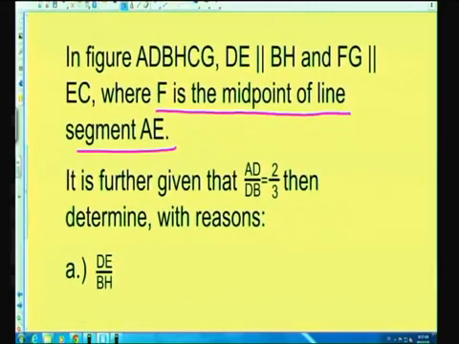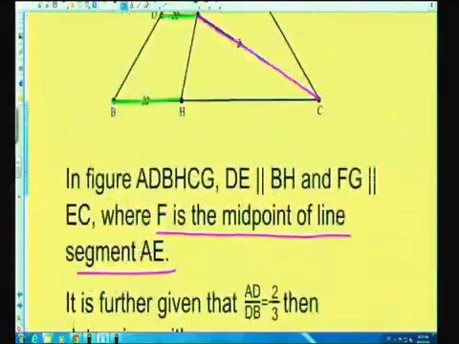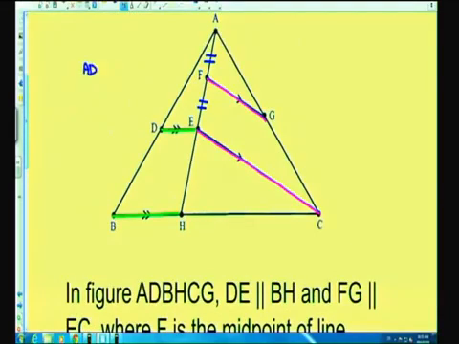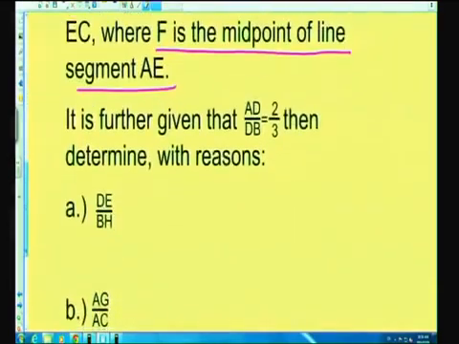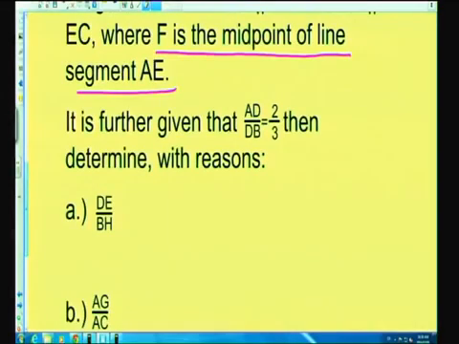Now, it is further given that AD to DB is 2:3. Now remember, that's a ratio. So to make sure I don't get into trouble, I'm going to call this 2A, and I'm going to call this one 3A. That way I sort of placeholder it, and there's no real problem with it. Right, let's go down and see what else we've got here. Now they asked me to find DE to BH.